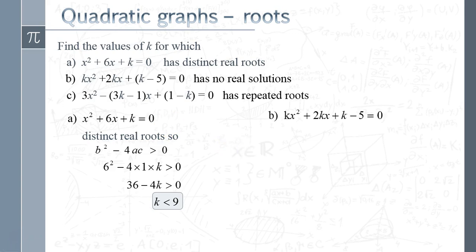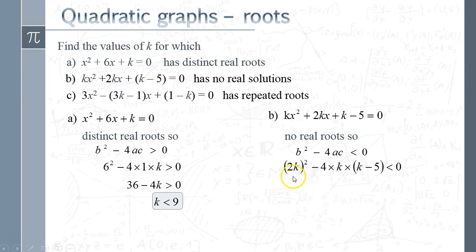Okay, in the next one we've got again this constant k, and it's appearing as the x squared coefficient. It's appearing as part of b as well, and it's also appearing as c here. So we've got a equals k, b equals 2k, and c equals k minus 5. And because it's got no real roots, we need b squared minus 4ac to be less than 0. So plug in everything that we've got. So there's our b squared, and again making sure I've got brackets because I want 2k all squared, so I've got to think very carefully about that, minus 4 times k times k minus 5.